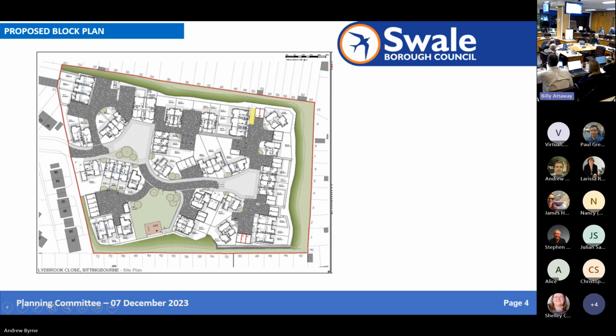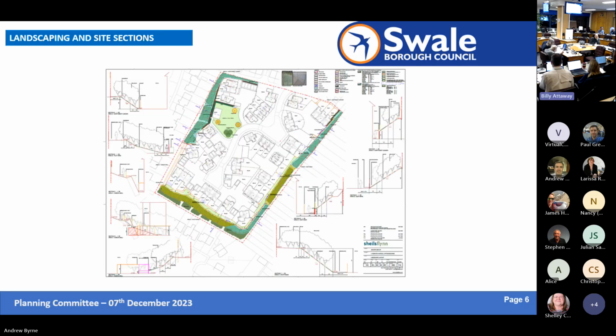The top left-hand corner. So I believe the lady that just spoke would have been at possibly number 23 or 25 Lidbrook? 23, 25, okay. So those are the properties. Sorry, I've lost my mouse. Okay, whilst you do, I'll move the officer's recommendation.